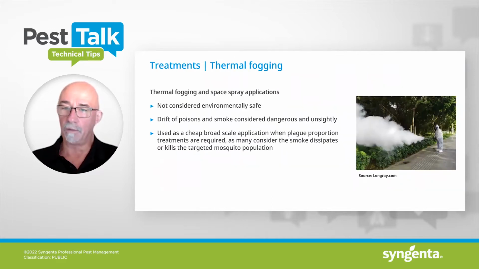Treatments like thermal fogging and spray cabins are not considered environmentally safe by some people. Drift of poisons and smoke is considered dangerous and unsightly. It's used as a cheap broad-scale application when plague proportion treatments are required, and as many consider, the smoke dissipates or kills the target population. It's a visual aspect. It works very, very well, but in the environmentally concerned area, we have to have more and more environmental controls on people entering those areas as it's being applied and sprayed, like we do with adulticides. We have to be very cautious of the areas.